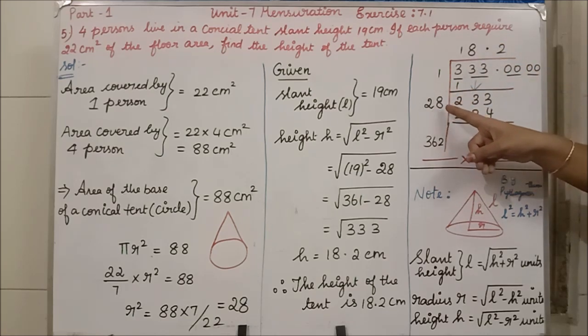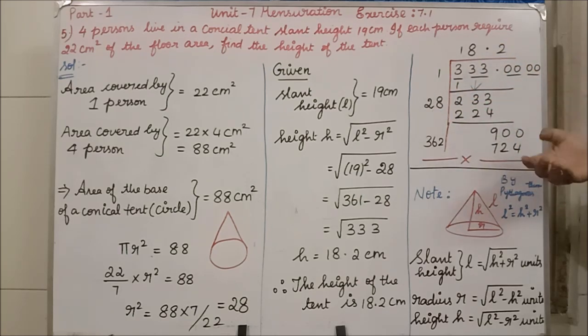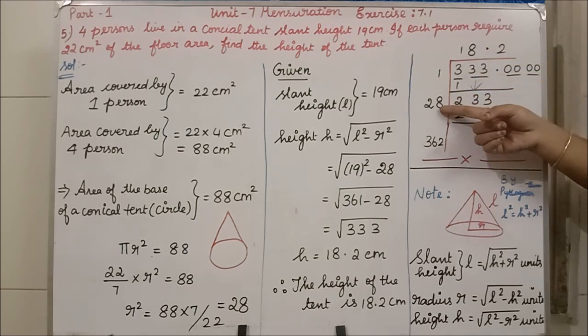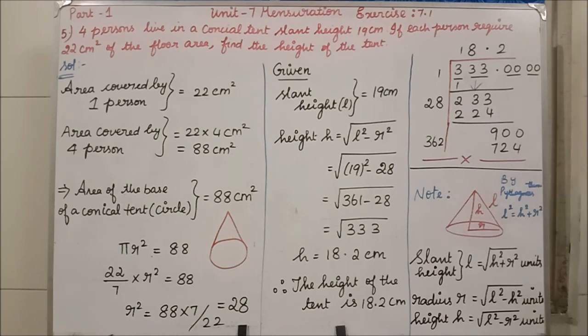1 into 21 is what? 21. It is very less. 2. If you are writing 2, the same 2 here also you have to write. 2 into 22 is 44. Like that you have to put 3, 4, 5, 6, 7, 8. So only if I put 8, I am getting near to this number.